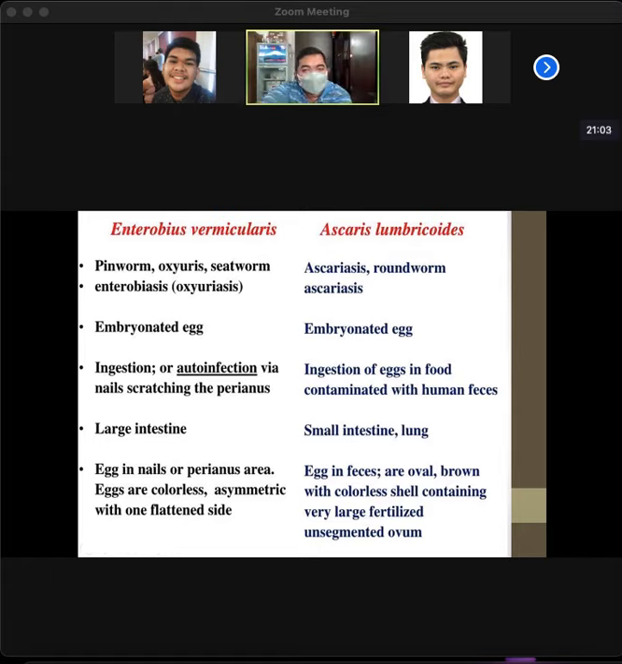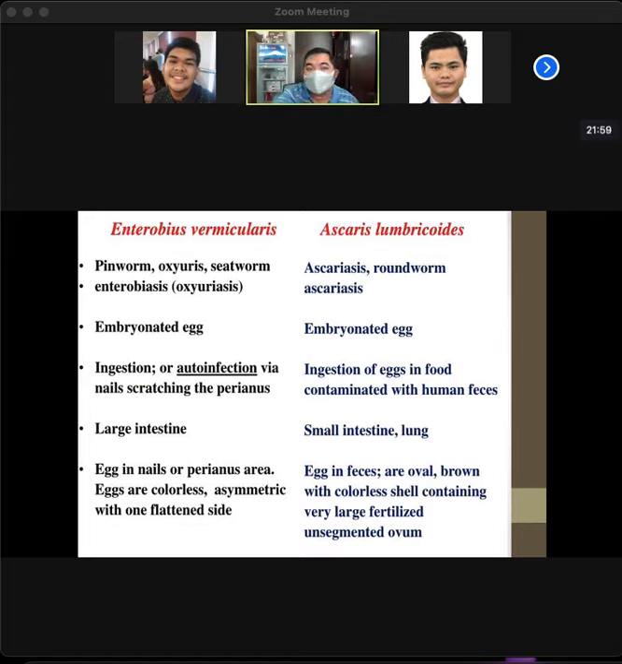So for the Ascaris lumbricoides, we have its general name, ascariasis or the roundworm. We have the embryonated egg, with ingestion of eggs in contaminated feces. They can be located in the small intestine or in the lung. There will be eggs in the feces. Remember it's oval, brown with a colorless shell, containing a very large fertilized and segmented ovum. Compare it with Enterobius vermicularis, the other name of this is the pinworm or the seatworm. Remember the infective stage is the embryonated egg.